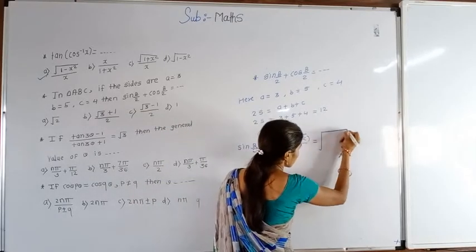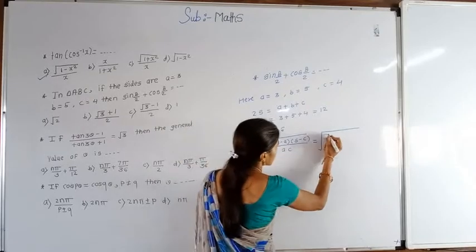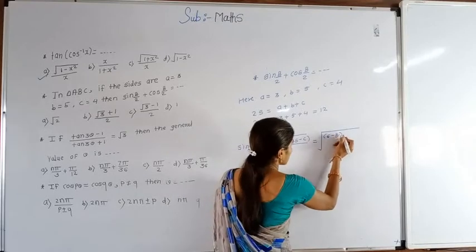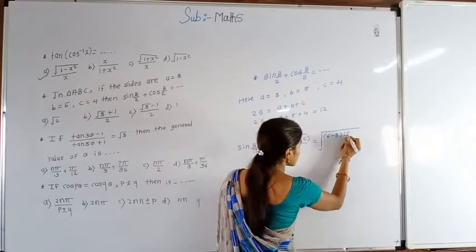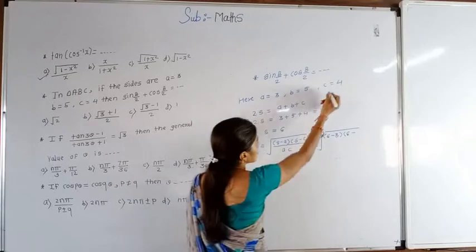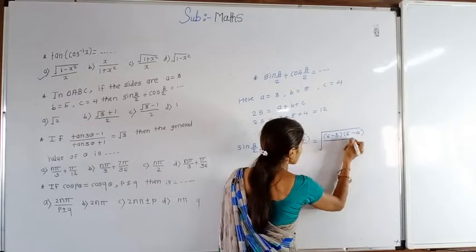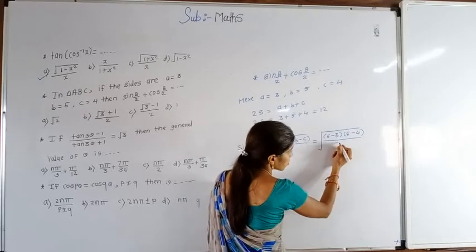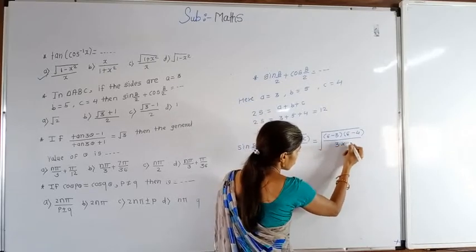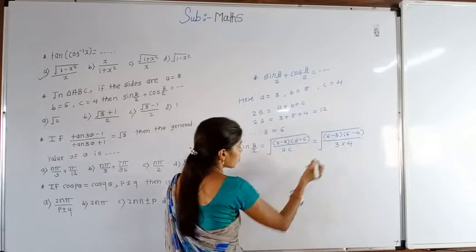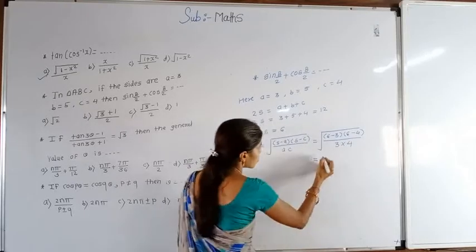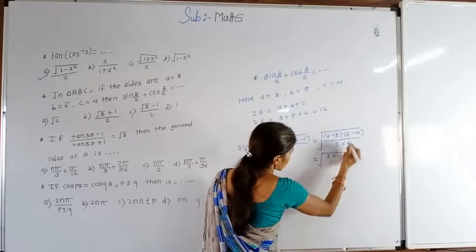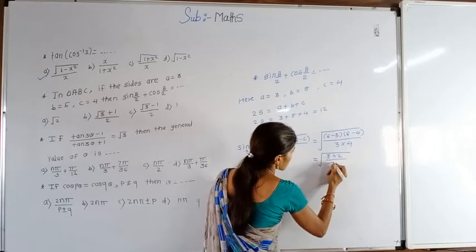We can write square root of, the value of s is 6, minus a is 3, into value of s is also 6, minus c is here 4, whole term divided by a into c. a is 3, c is 4. First, upon simplifying this square root, we can write root of 6 minus 3 gets 3, into 6 minus 4 gets 2, whole term divided by 12.